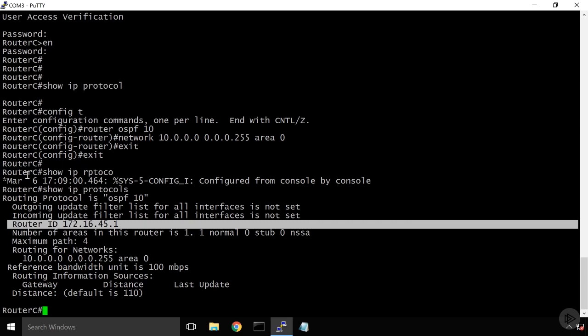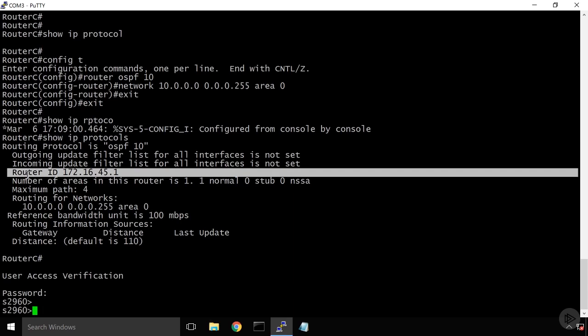172.16.45.1. Now router C has the lowest router ID of routers A, B, and C, so router C should become our DR other. So what we should expect to see is router A should be the designated router, B should be our backup designated router, and C should be the DR other. Let's move over to the 2960 switch now, turn on all three of our interfaces, and see what happens.